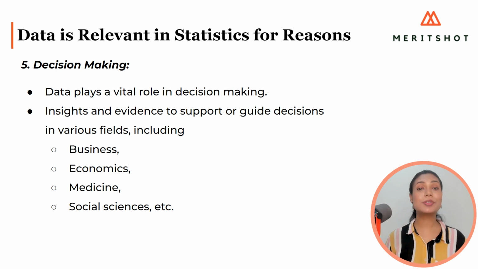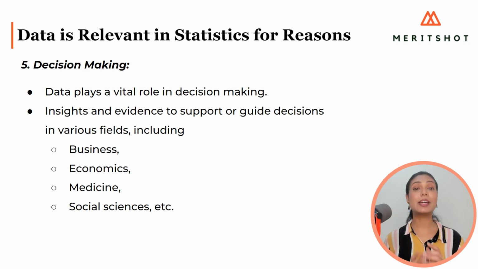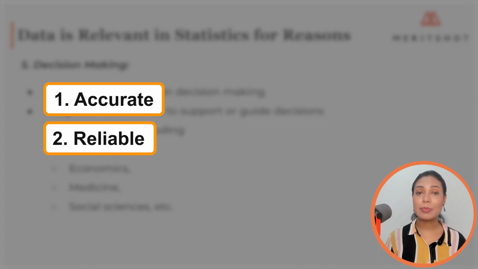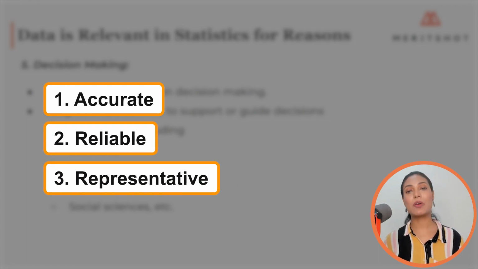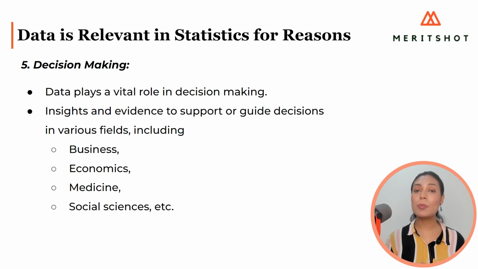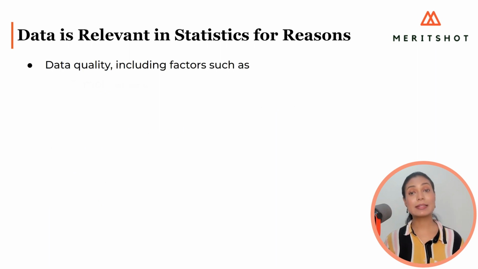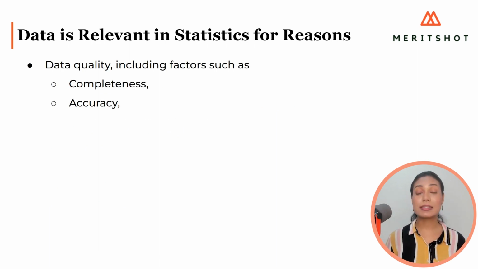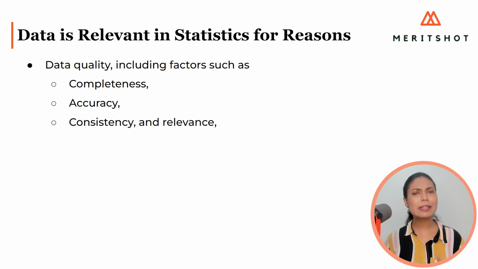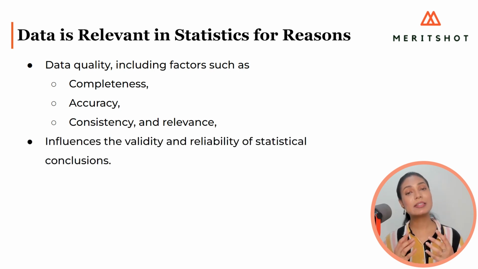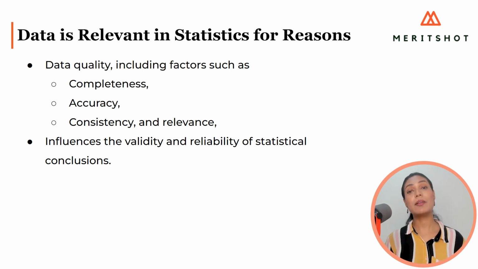It is important to ensure that the data used in statistical analysis is accurate, reliable, and representative of the population or phenomenon of interest. Data quality, including factors like completeness, accuracy, consistency, and relevance, greatly influence the validity and reliability of statistical conclusions. Now, let us move on to the different types of data.